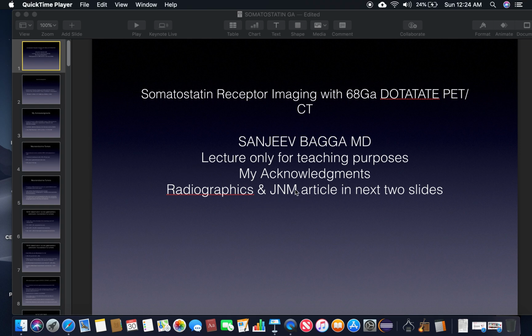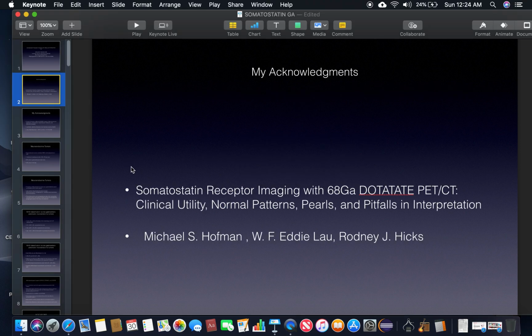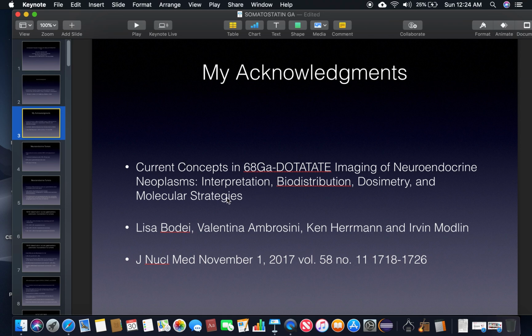I have taken extensive help from these two excellent articles. One is by Hoffman et al., entitled somatostatin receptor imaging in Radiographics, and the next article is from the Journal of Nuclear Medicine, Current Concepts by Bodei et al. about 68 gallium DOTATATE.